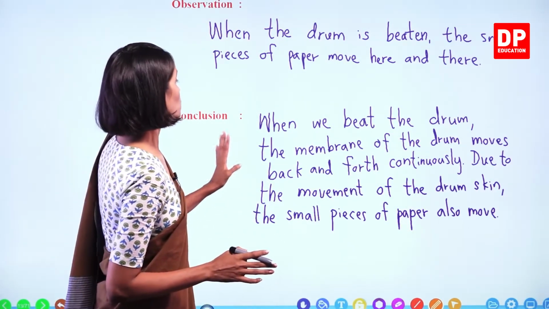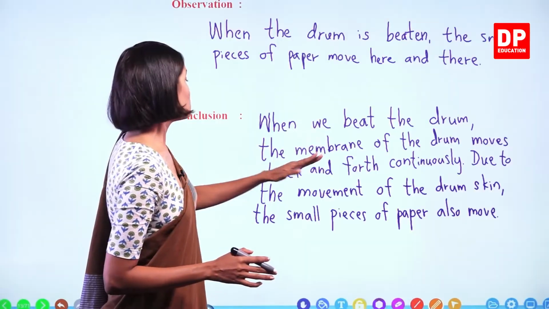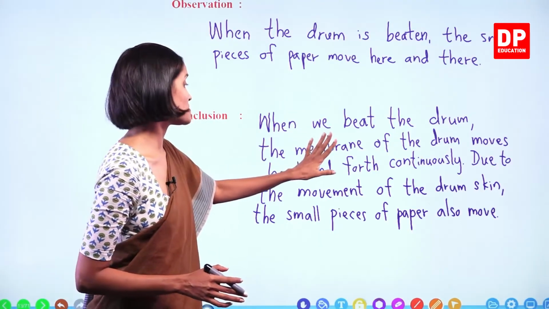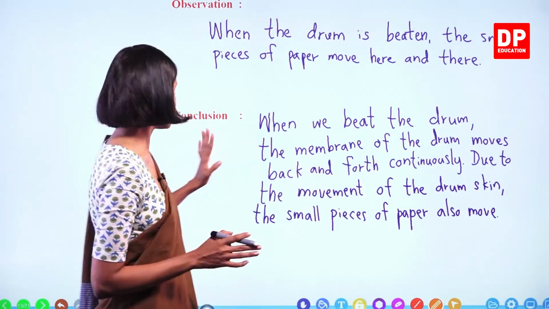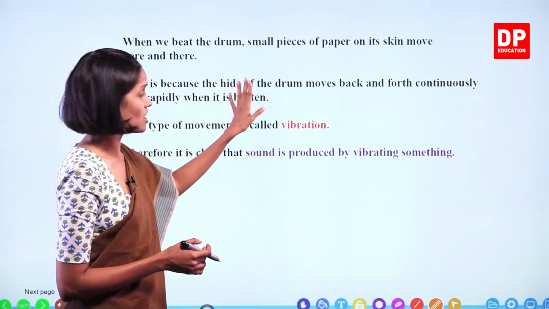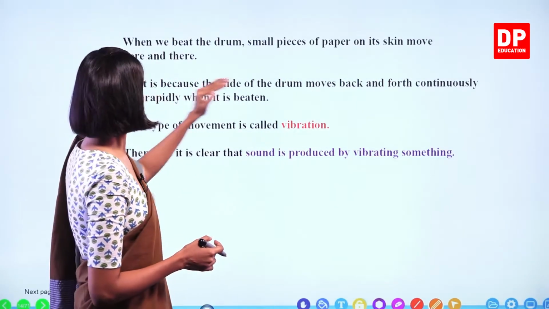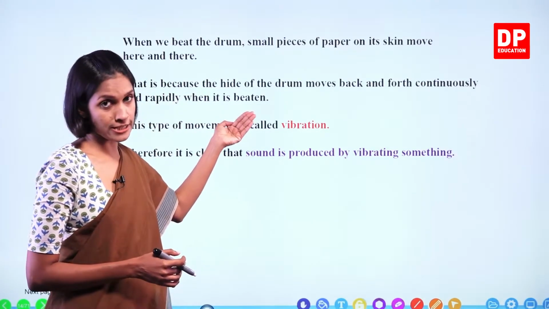Okay, children? When we beat the drum, the membrane of the drum, or the drum skin, moves back and forth continuously. Due to the movement of the drum skin, the small pieces of paper also move. Understand, children? So here, when we beat the drum, small pieces of paper on its skin move here and there. That is because the hide of the drum, or the drum membrane, moves back and forth continuously and rapidly, at high speed, when it is beaten.